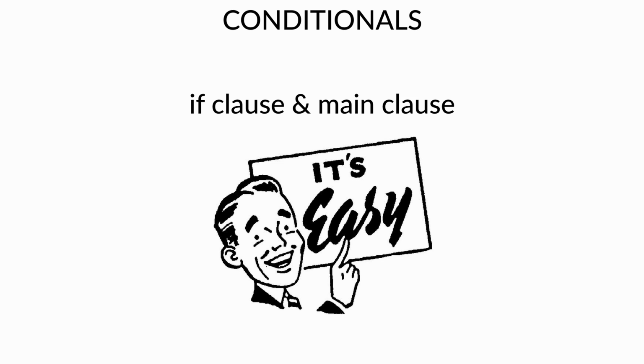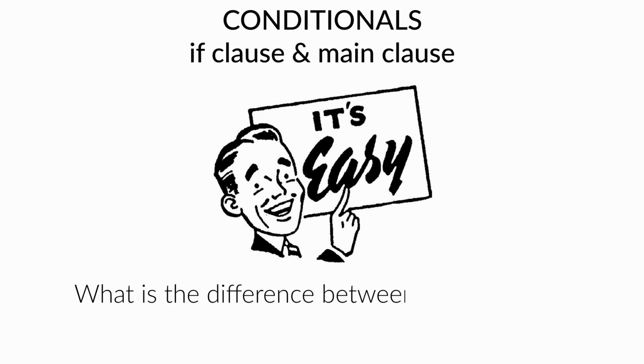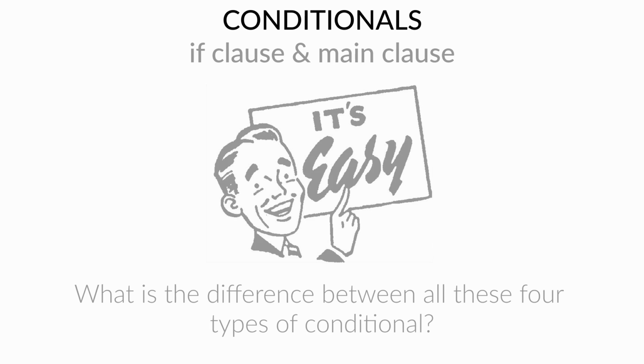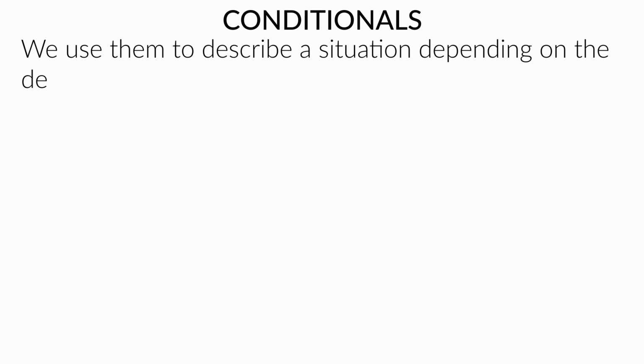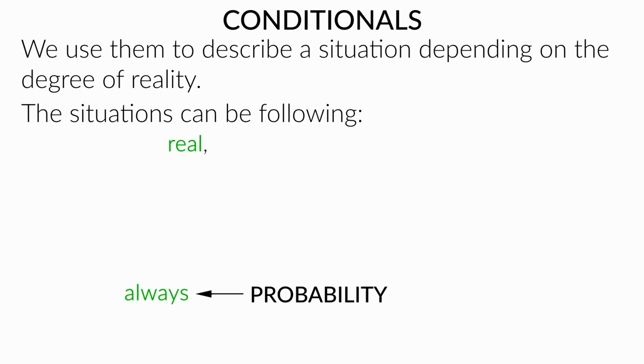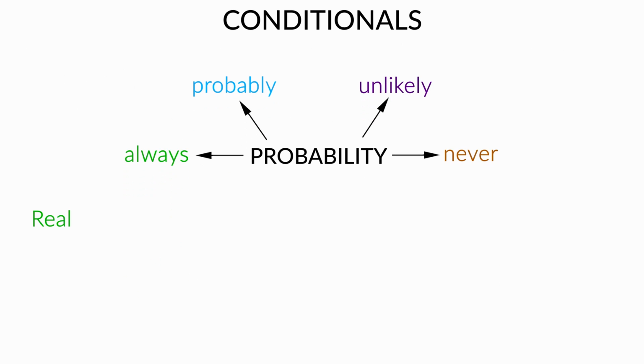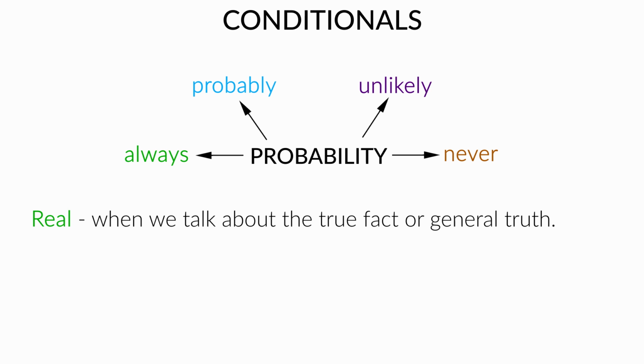Nevertheless, there are 4 types of conditionals in English and mixed type as well. What is the difference between all these 4 types of conditional? We use them to describe a situation depending on the degree of reality. The situations can be the following: real, possible, unreal, impossible. Real. When we talk about the true fact or general truth, such kind of situation always happens. Look at the scheme above.